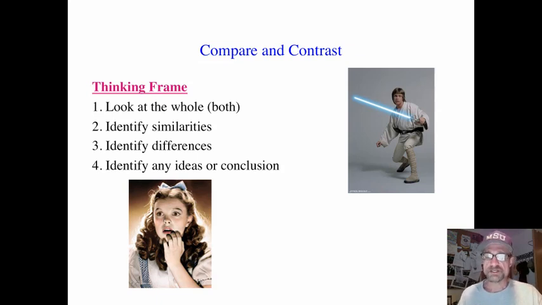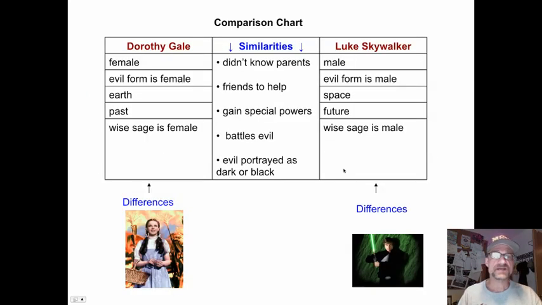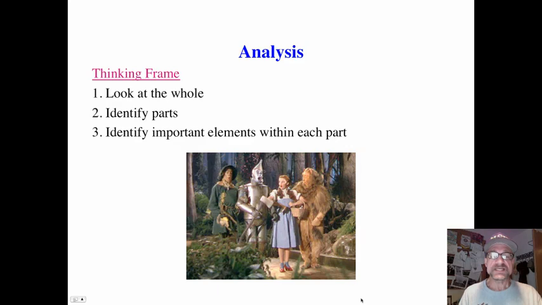The first one, compare and contrast. That is the thinking frame. Look at both, identify similarities, differences, ideas, and conclusions. If I wanted students to compare and contrast two characters from a story or two books, in large group, we would first look for similarities, then for differences, and then any big ideas that they might have. Very simple. Post-reading activity, post-lesson activity.